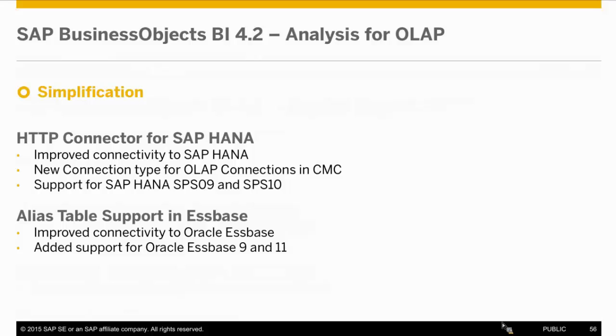We added an HTTP connector for SAP HANA. So it enables you to leverage with Analysis for OLAP HANA data exactly the same way as Analysis Office does. So it's a new OLAP connection that you can define in the Central Management Console, and it supports also HANA SPS 9 and SPS 10 with the GA release. We also added alias table support in Essbase, and by that drive improved connectivity to Oracle Essbase, and it supports Oracle Essbase 9 and 11.